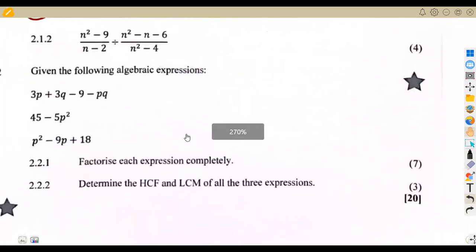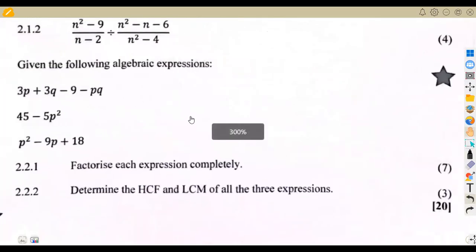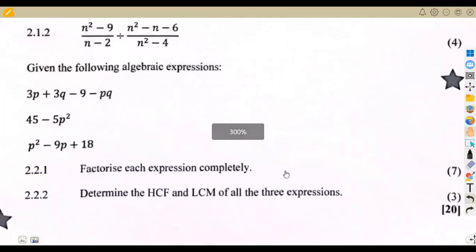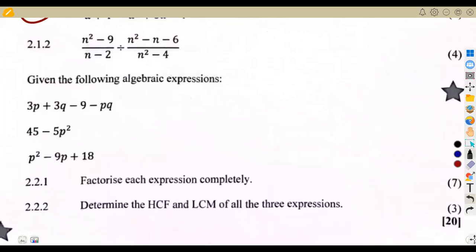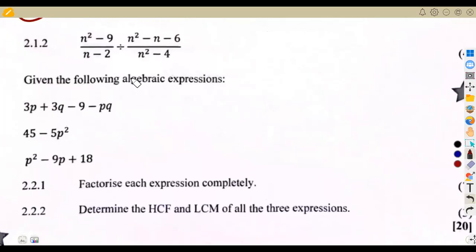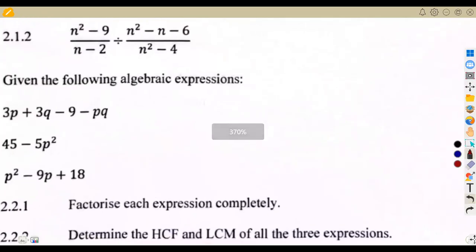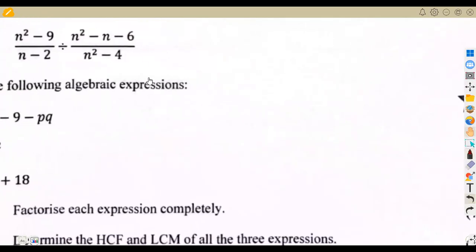All right, on 2.12, it was again to simplify, and this is 4 marks on that one. Given n squared, I think this one we can even just do it here, in the space here. The first thing that you're going to do is remove that division that we see here and put multiplication. So this is going to be n squared minus n over n minus 2.